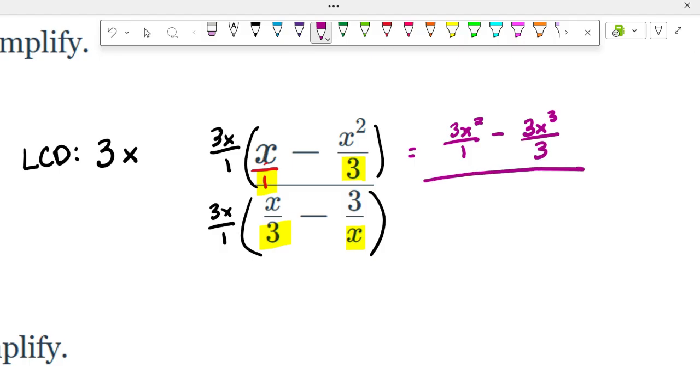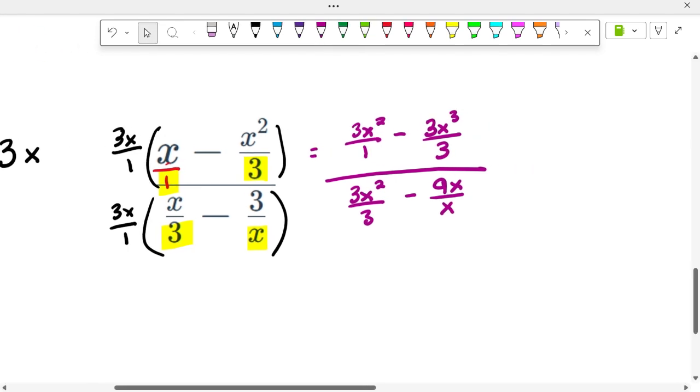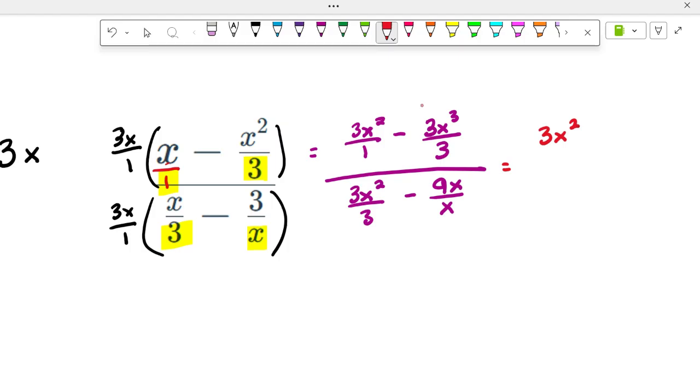All over, what's 3x times x? 3x squared. All over 3. Minus 3x times 3. 9x, my bad. All right, so first fraction, 3x over 1. That just simplifies down to what? 3x squared.